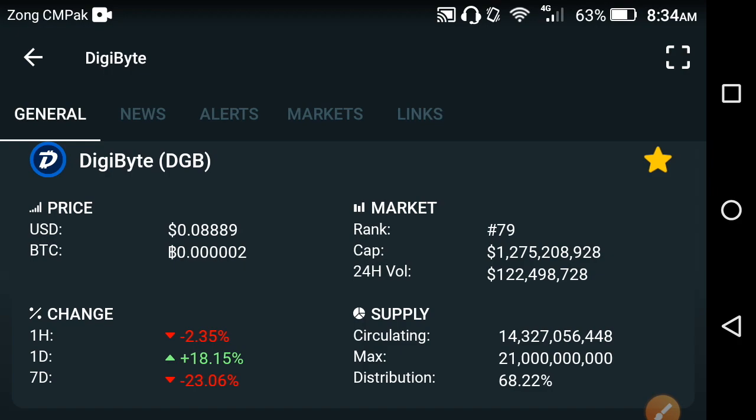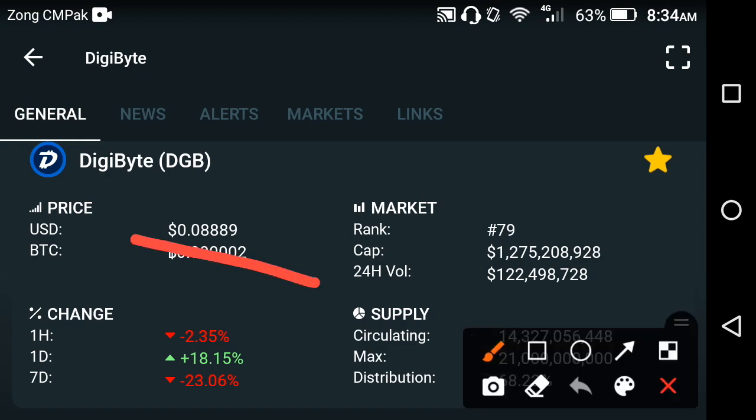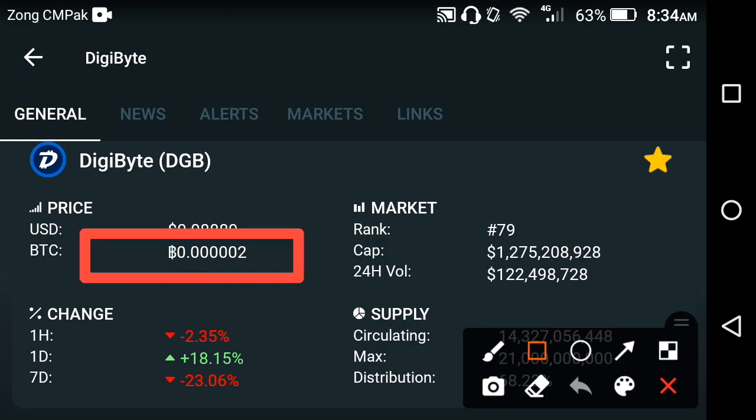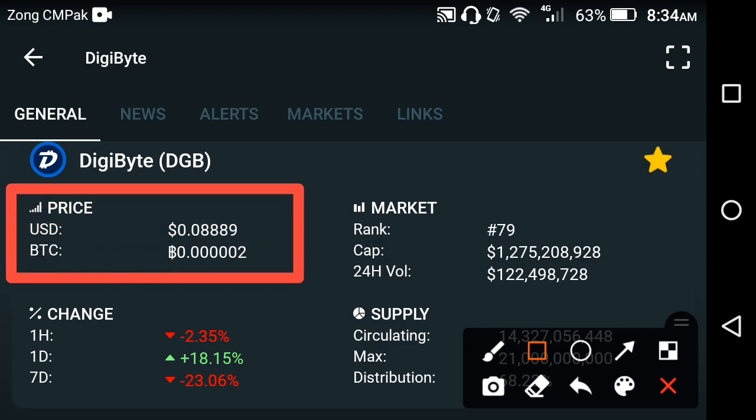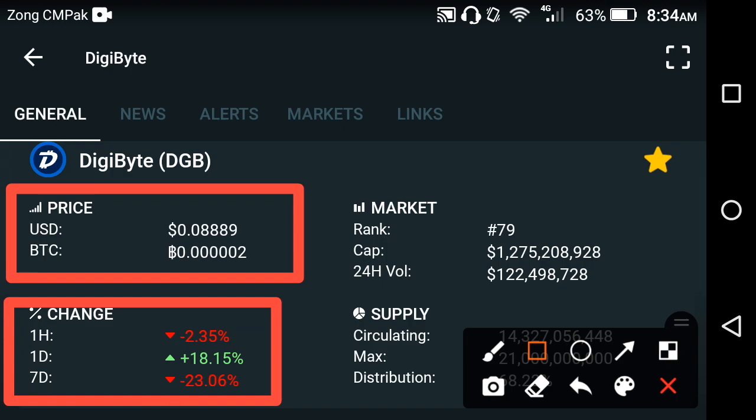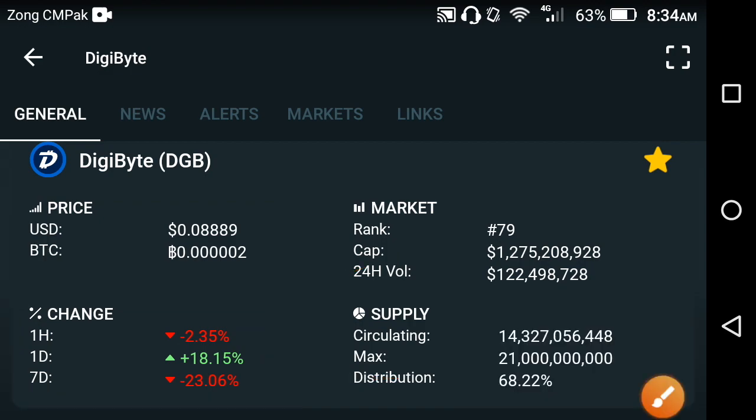Now the current price of Digibyte in the market is 0.0889 USD. On the other side, if you look at the price of Digibyte, the last 1 hour pricing is going negative, but the last 1 day pricing is going positive, and the last 1 week pricing is going positive too. Friends, DGB is absolutely going positive once again in the market. Let me show you more about Digibyte in the market.